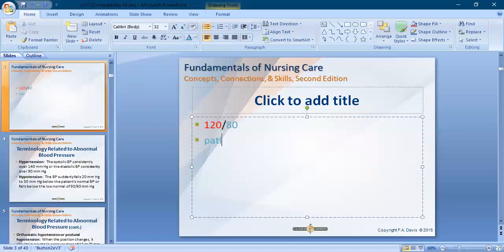So now I'm writing something different. Patient number 1, whose blood pressure is 195 over 80.